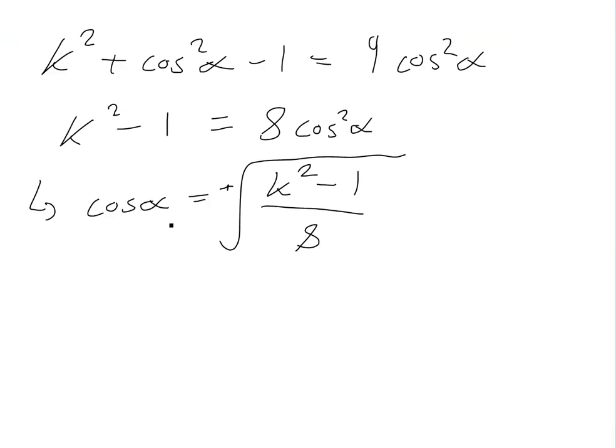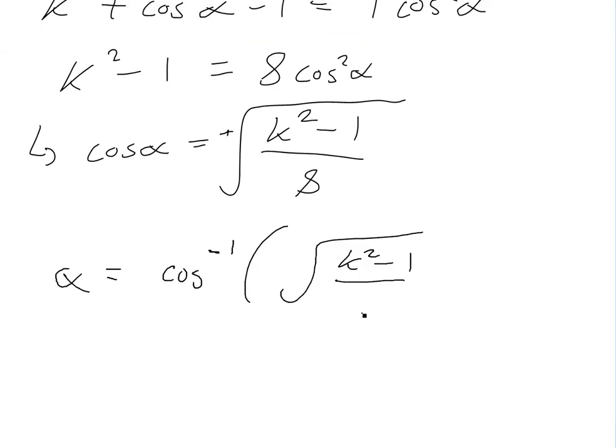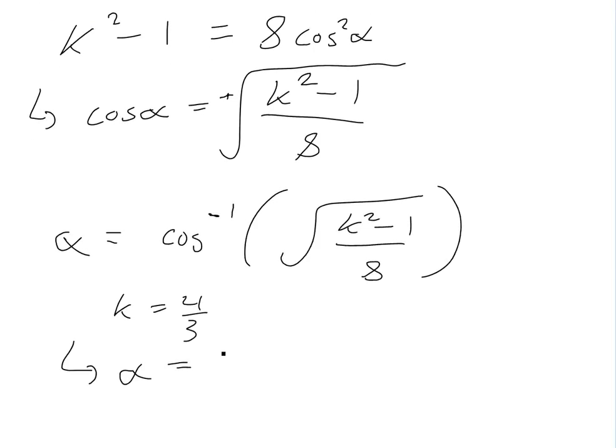Anyways, we get this one here, and we know that alpha is just going to be our inverse cosine of the square root of k squared minus 1 over 8. Now, if you plug this into the calculator for a value of k equal to 4 over 3, you get alpha is equal to 1.2537 rads, and this is just equal to 71.83 degrees.